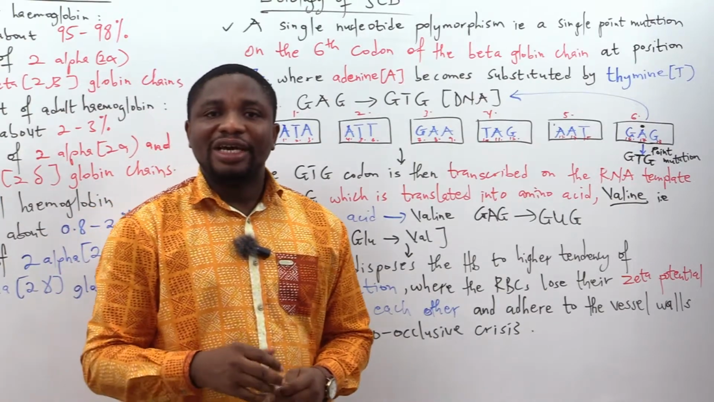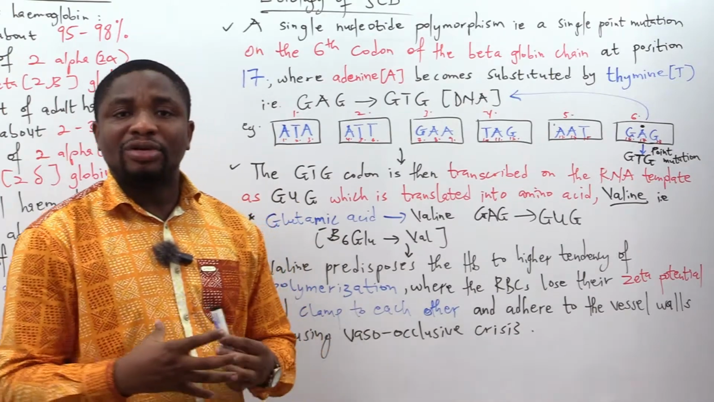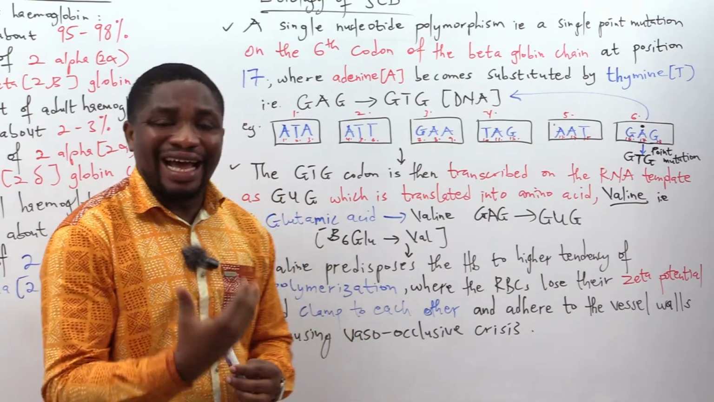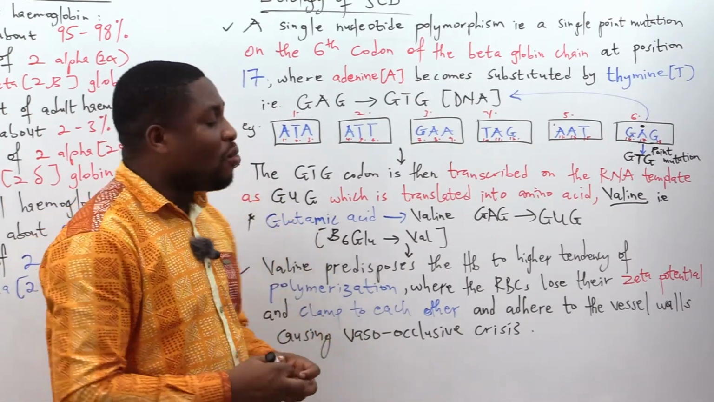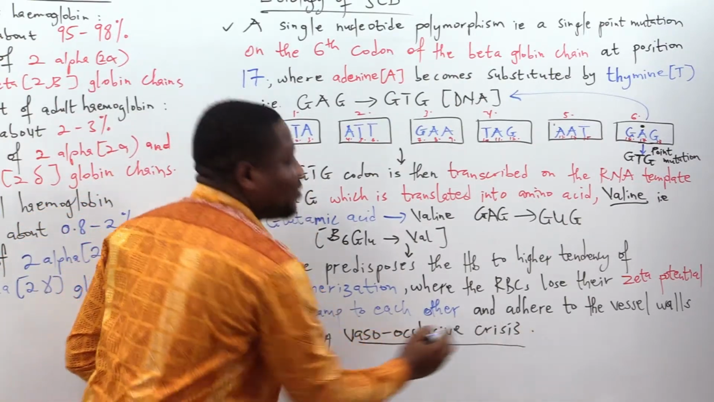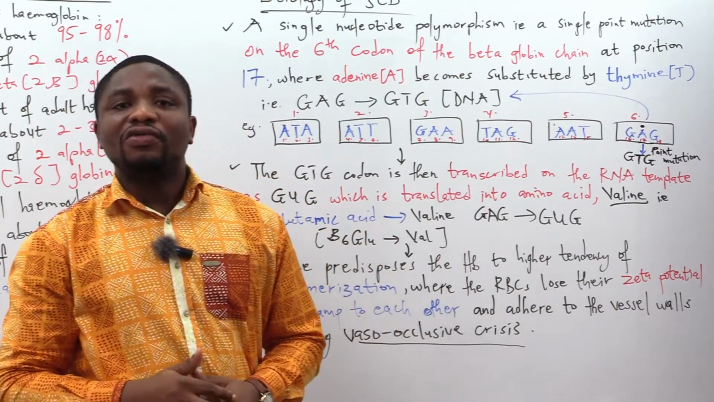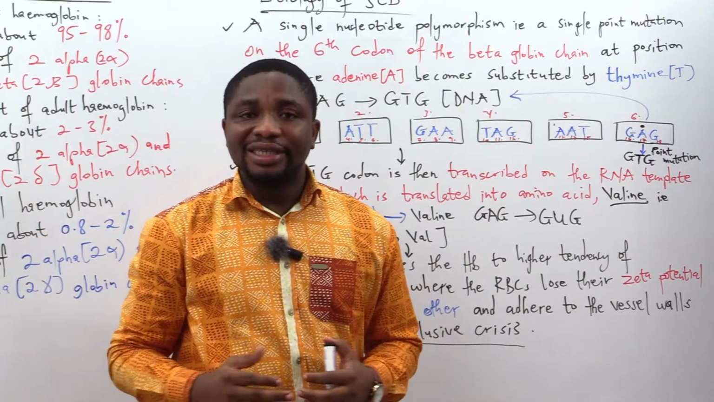And as a result, once they lose their zeta potential, they tend to clamp onto each other and then adhere to the vessel walls, leading to vaso-occlusive crisis. And that is where the manifestations of sickle cell disease begin.